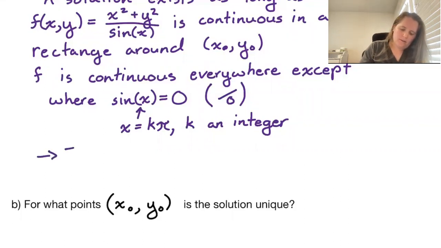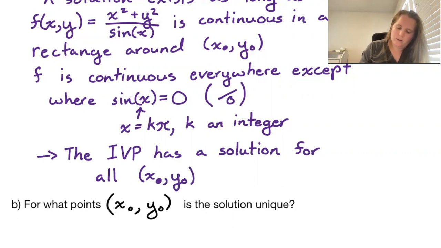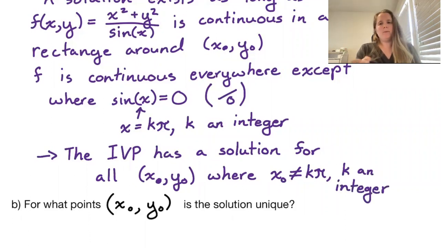So the IVP has a solution for all x naught, y naught, where x naught is not k times pi, where k is an integer. Anywhere else, we could come up with a little interval around x and a little interval around y, so that f was continuous on that entire rectangle.